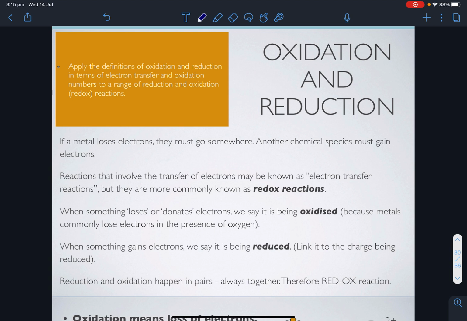Reduction and oxidation happen in pairs. This is very important. Always together, okay? You can't just spontaneously lose electrons. Something must be gaining them. So therefore, they never happen by themselves. They happen as a redox reaction. Something is oxidizing, something is reducing.